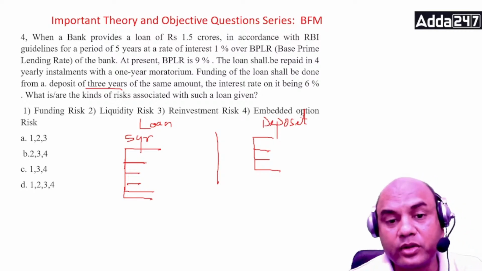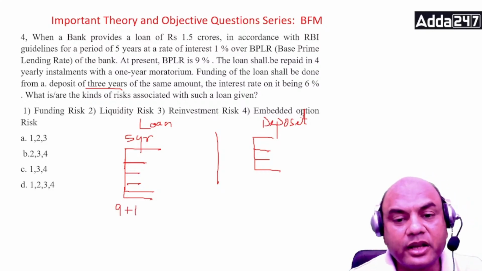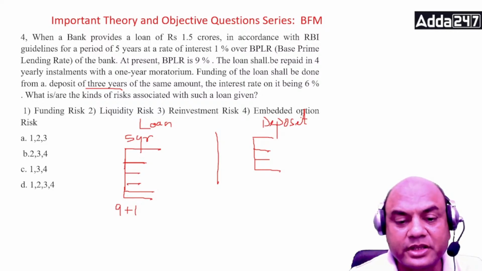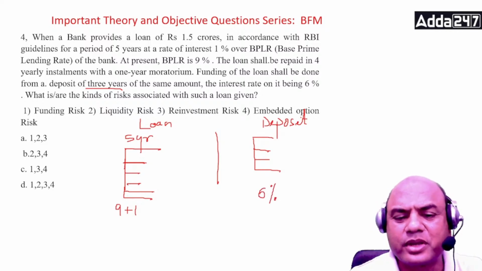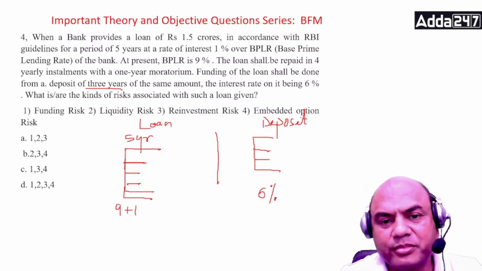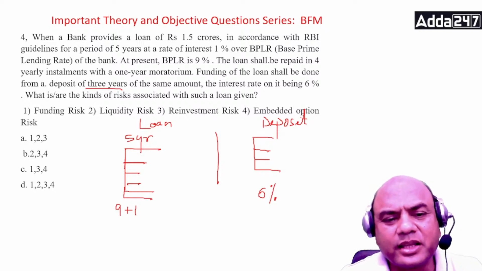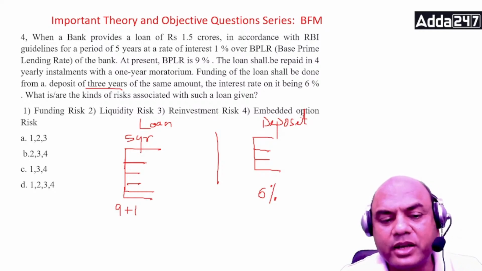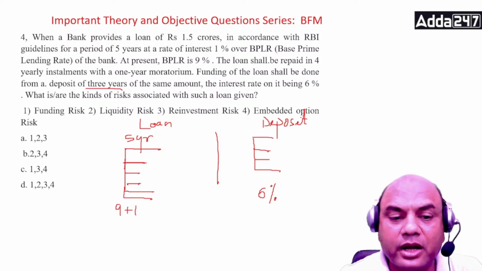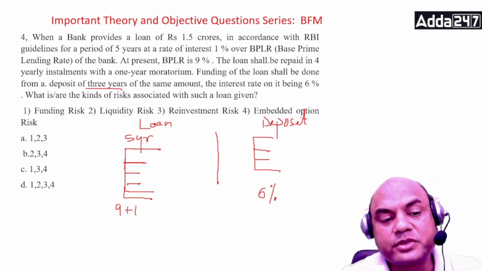Let's look at the rate also. 1% over BPLR, BPLR is 9. So the rate of the loan is 9 plus 1, and the rate of the deposit is 6%. I am paying 6% and getting 10%, so the rate of interest is okay. Only the problem is of the period. Because of this period, what type of risk will I face?